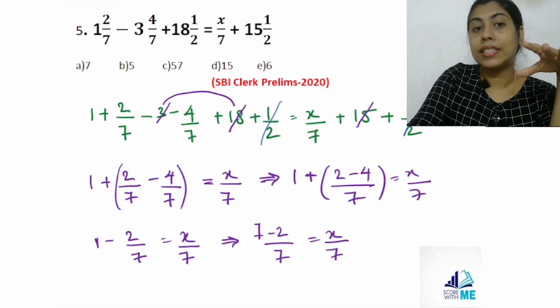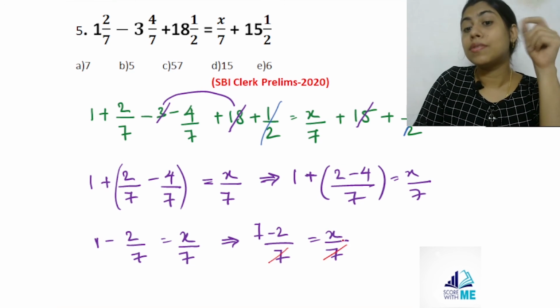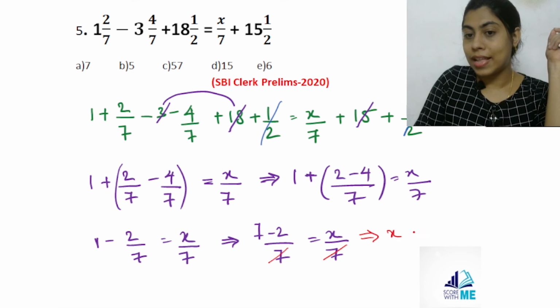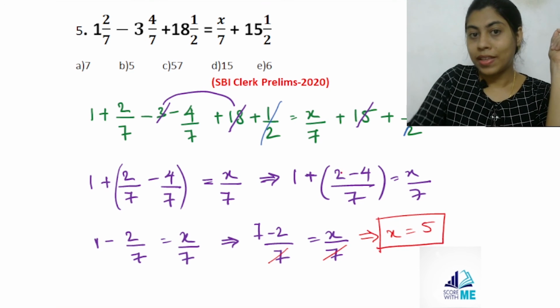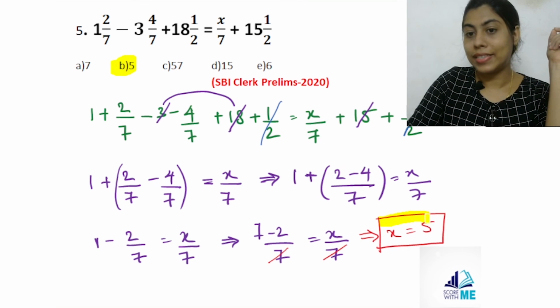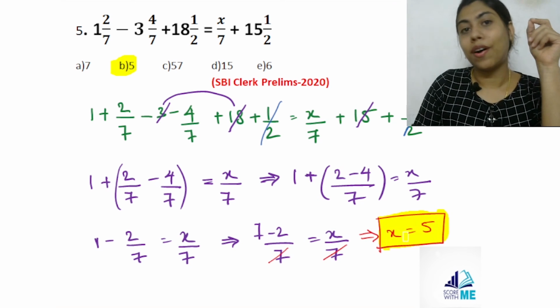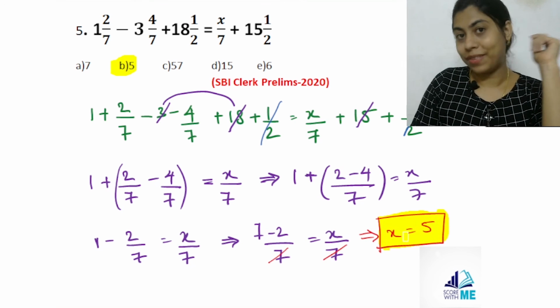Since 7 is same in both the denominators, we can cancel them out. 7 minus 2 is x. That gives us the answer as x is equal to 5. So our answer is option B. X is equal to 5. So this is how we split and solve the questions when it involves mixed fractions.